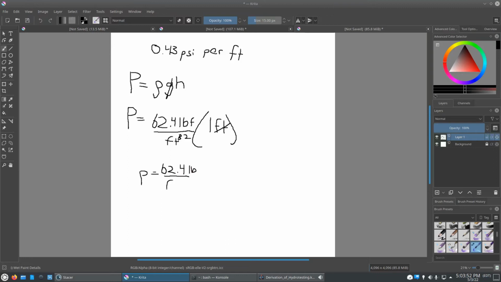But that's kind of useless to us since we use PSI, so we have to convert it to pounds per square inch. So 1 square foot is 12 times 12, which is 144 square inches. We can cross out those. So that's where they're getting that 0.43 from. You do 62.4 divided by 144 inches. And that's going to give you your pressure increase per foot of water.